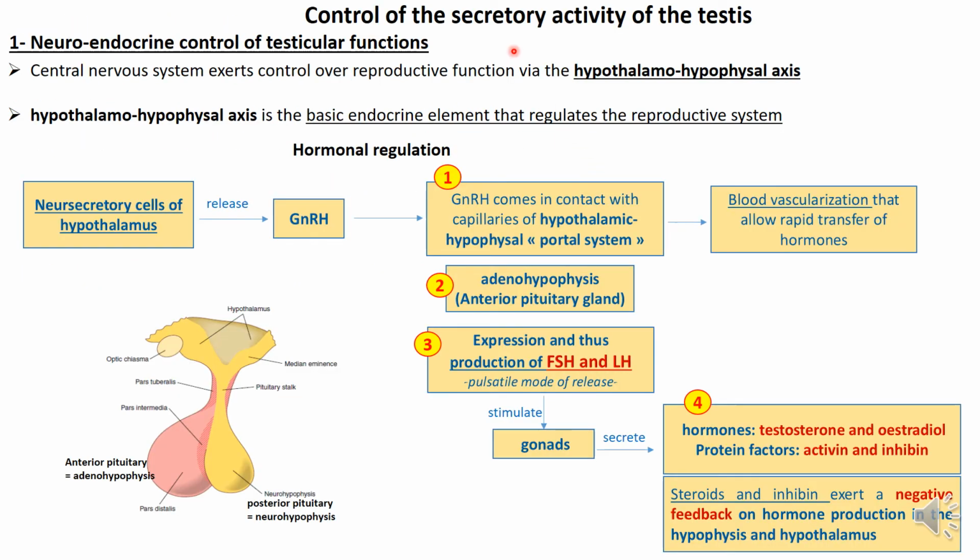Now, the secretory activity of the testis is under the control of endocrine and paracrine factors or hormones. What are those endocrine and paracrine factors? So first of all, we will start to talk about the neuroendocrine control of the testicular functions.